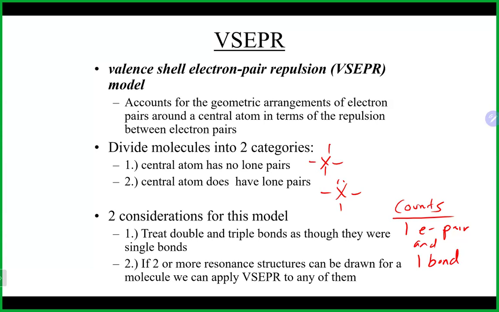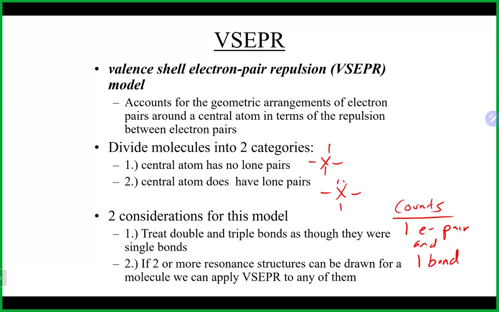The other thing there is, as we talked about, we could draw resonance structures. So if you draw a proper resonance structure, you could apply the geometry to any of the structures. And in most cases, all of the structures that you draw that are resonance structures will end up with the same geometry in the end, usually.